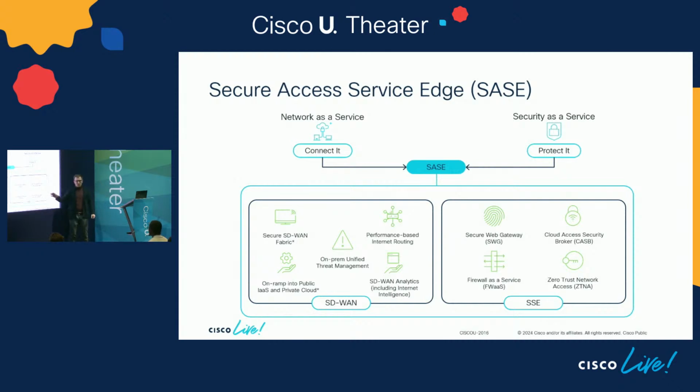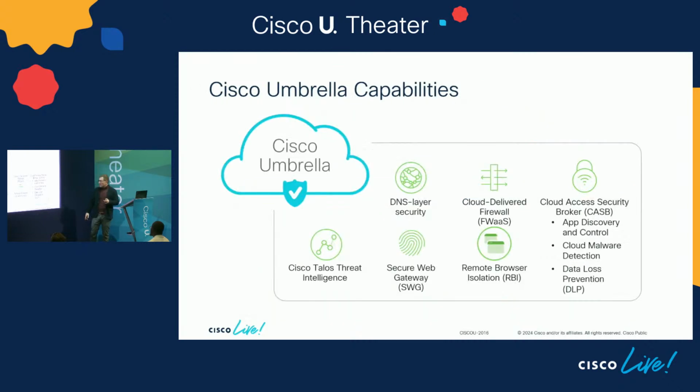We have four core SSE capabilities: Secure Web Gateway, firewall as a service, CASB, and ZTNA. Don't worry, I'll go into details on each of these capabilities and which of them are covered by Umbrella. So now we're going to go through these features.